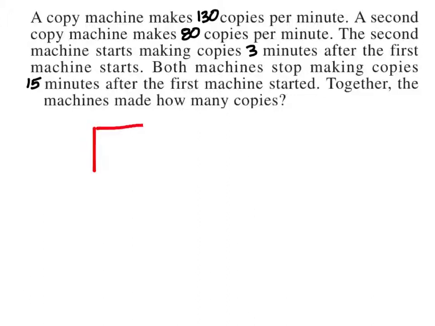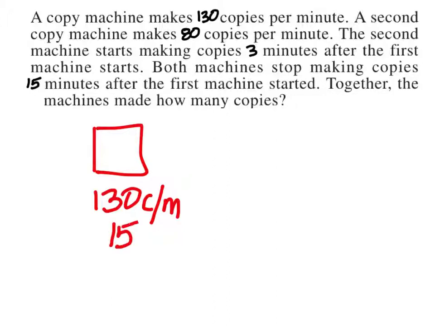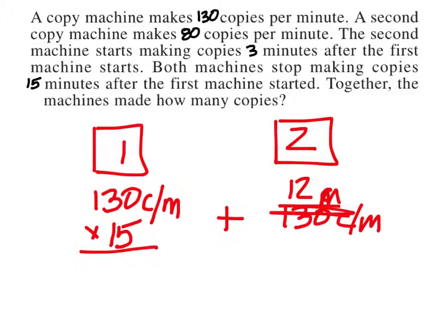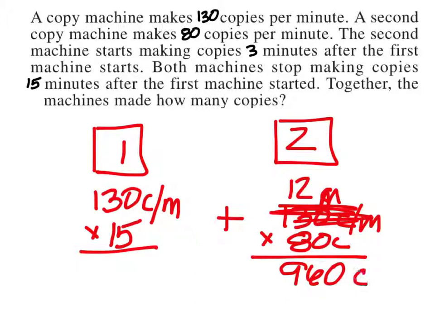The first machine makes 130 copies per minute, and it runs for how long? 15 minutes. So we're going to multiply that and then add it for what we get over here. The second machine ran for how long? 12 minutes, and it makes 80 copies per minute. Oh, 80 copies, my fault. All right, so this should be 960 copies there.